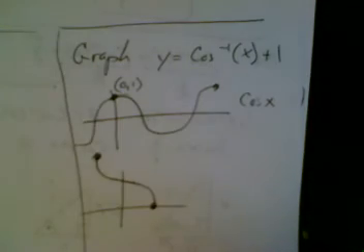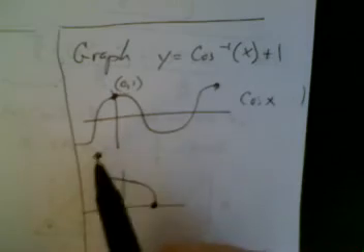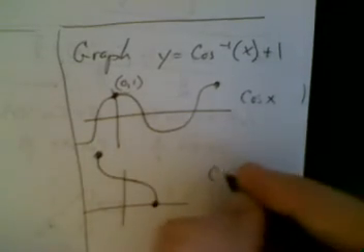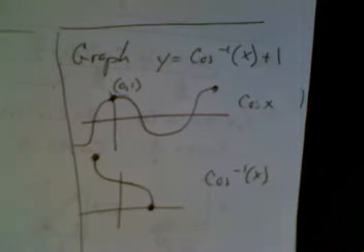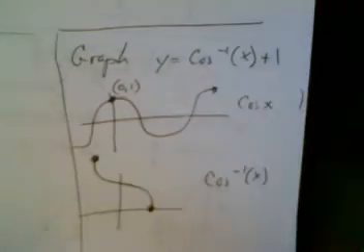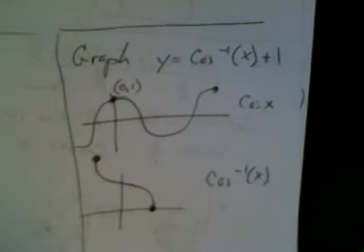Why do I have to stop there? Because if I don't, it doesn't pass the vertical line test. This works for the cosine inverse of the variable x. For sine it's a little bit different. We actually have to go from negative pi over 2 to pi over 2. Again, we did that in the previous videos. Now what do I do with this plus 1? You shift it up 1 unit.